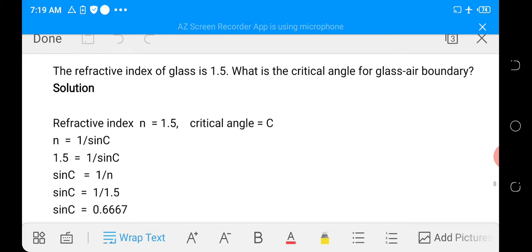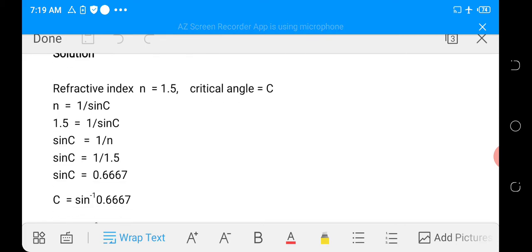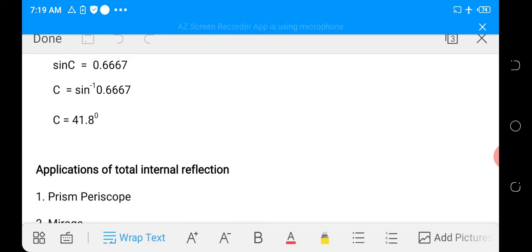Then making c the subject of the formula from here, we have arc sine of 0.6667. And this will give us 41.8 degrees. Approximately this is 42 degrees, which is the critical angle of the glass.